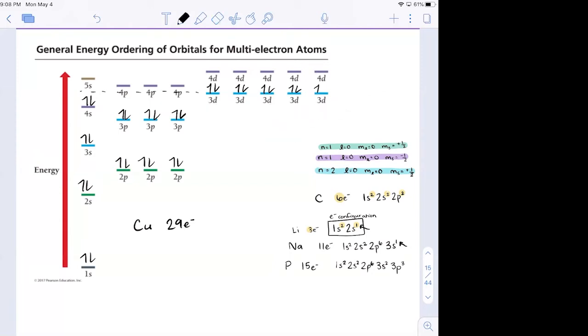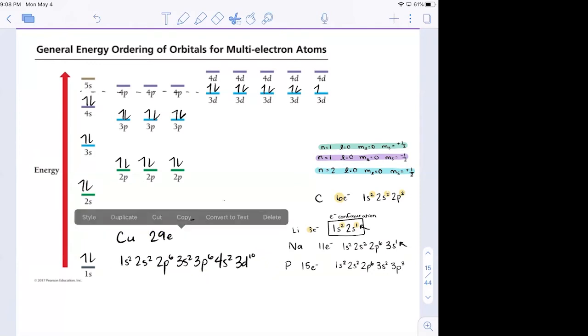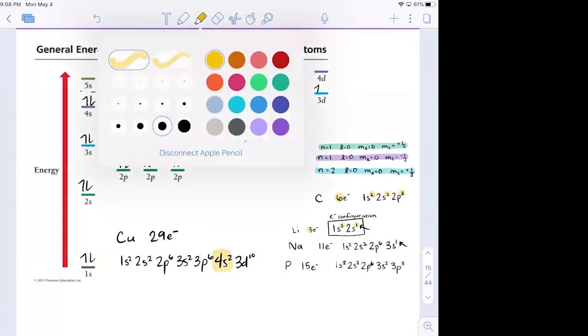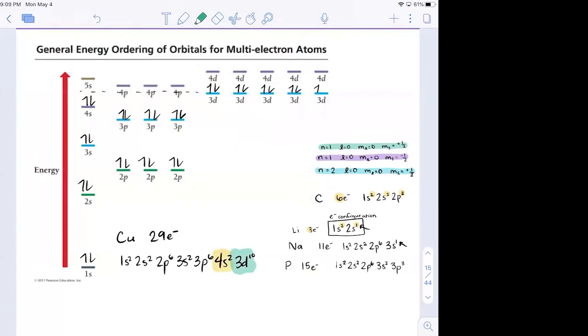So copper, we would predict, would have a 1s2, 2s2, 2p6, 3s2, 3p6, 4s2, and 3d10. Now here's the issue with sublevel splitting. It's the idea that yes, the 4s is lower in energy than the 3d. But this is not the actual electron configuration for copper.